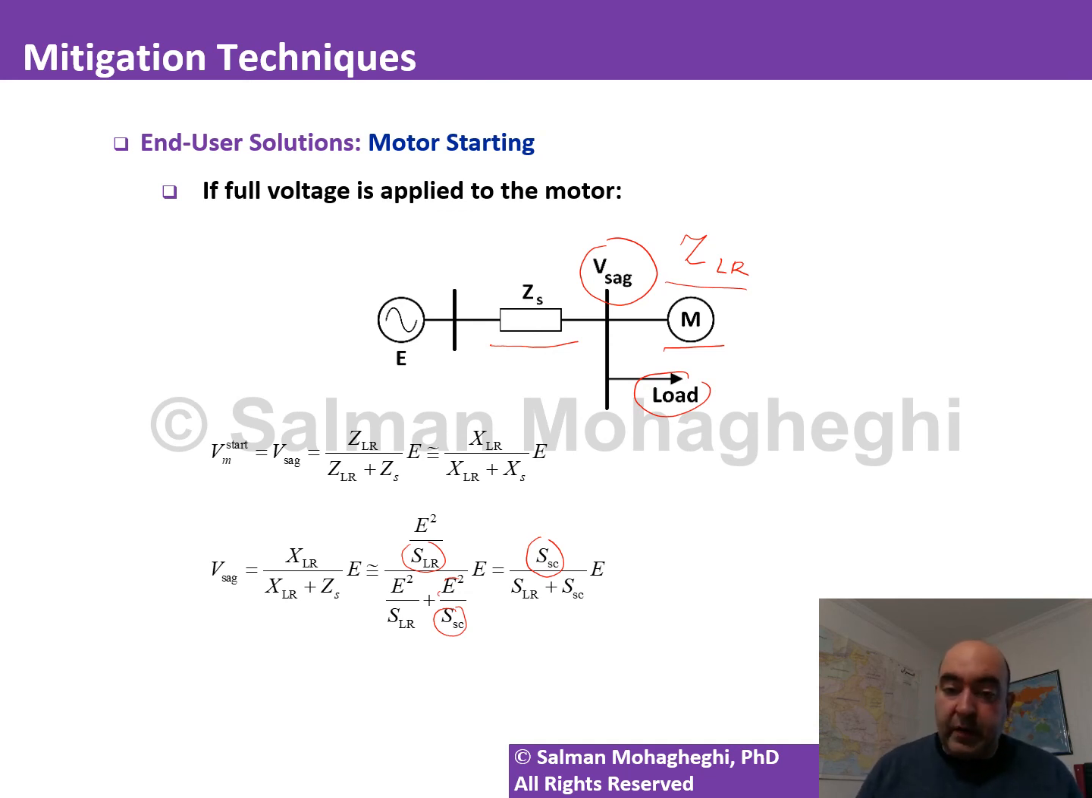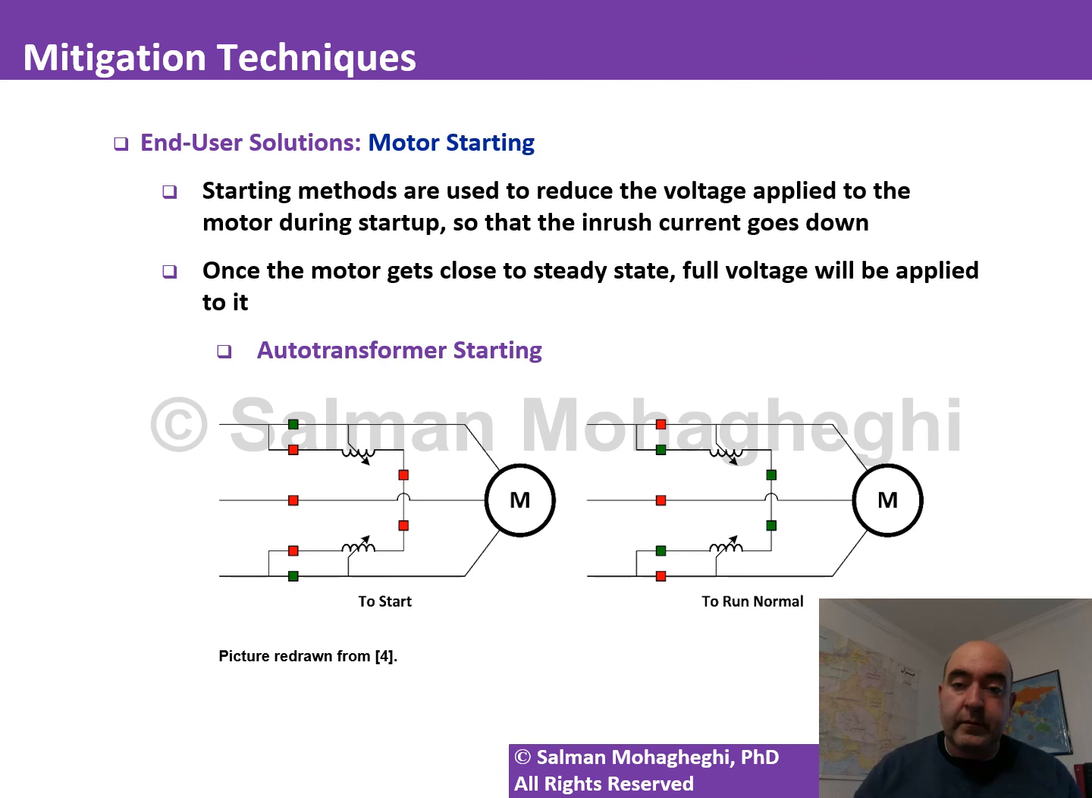Motor starters are a solution that can avoid this particular type of voltage sag. So the objective behind these starting methods is to basically reduce the voltage that is being applied to the motor during startup. When you reduce the voltage applied to the motor, as a result, you will be reducing the inrush current. So inrush current goes down. That means the voltage drop along the system will be lower, so fewer customers will experience significant voltage sags. You start the motor with lower voltage, and as it gets closer to steady state, you switch to the full voltage mode. There are quite a few techniques for starting of induction motors.